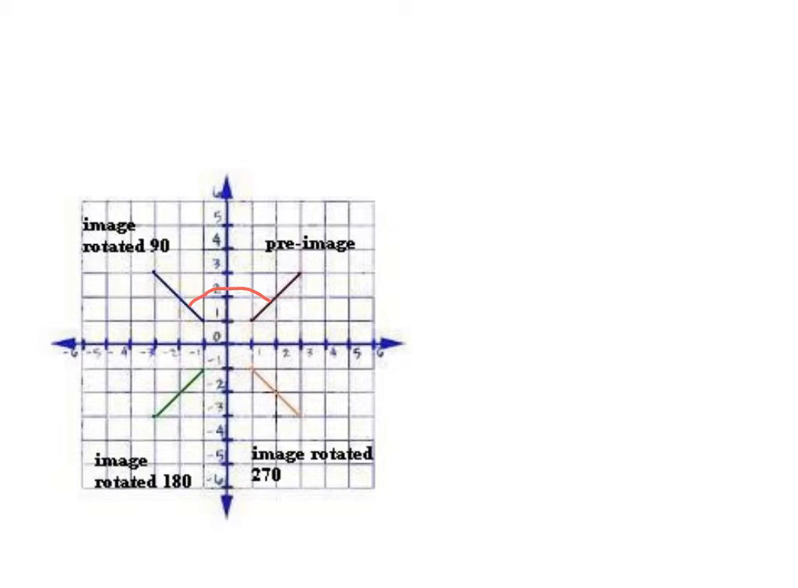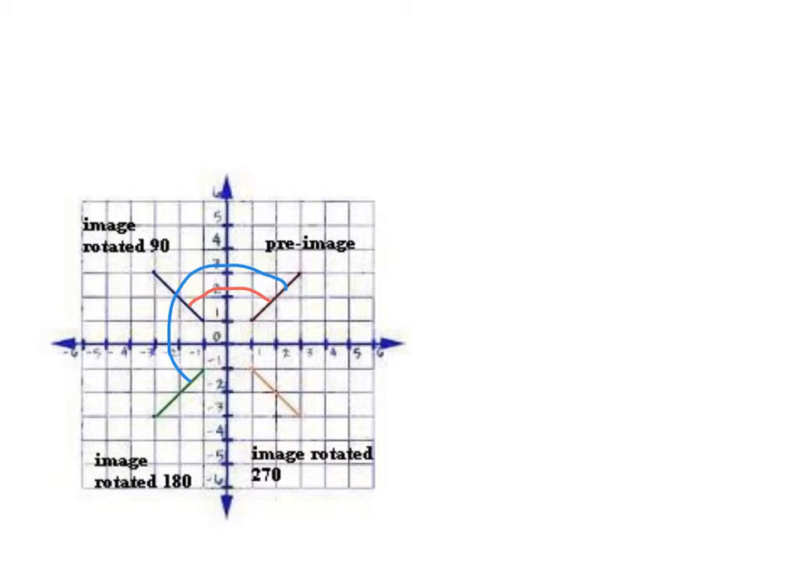y-axis. Next, it takes the same pre-image and rotates it counterclockwise 180 degrees. So this time, remember 180 degrees is half of a full circle. So it goes halfway around the origin, and it ends up on the complete other side of the coordinate plane.